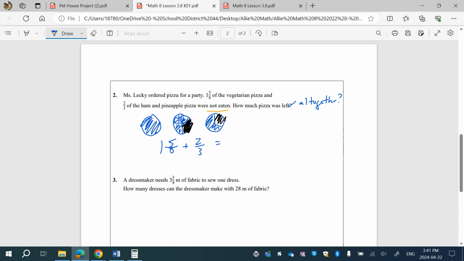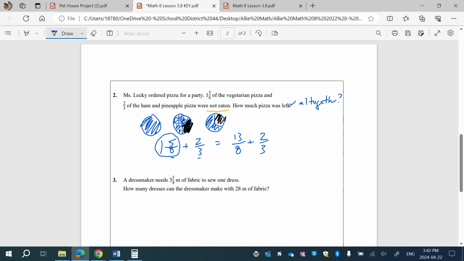Okay, so we're combining some new ideas and some older ideas. So addition, I think you will have learned this in your past grade 7, means that we have to have the same denominator, but we also have to combine our understanding of converting mixed numbers to improper fractions. So let's go 8 times 1 plus 5. That's 13 over 8 plus 2 over 3.